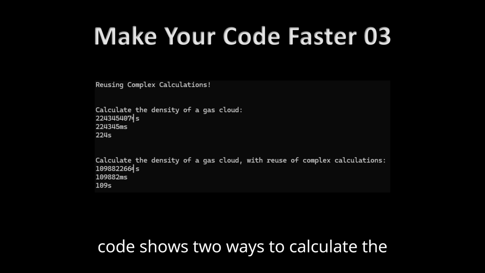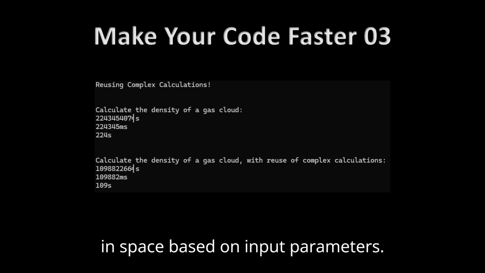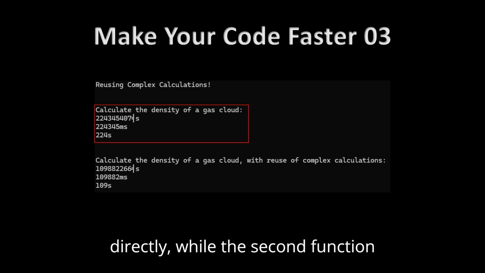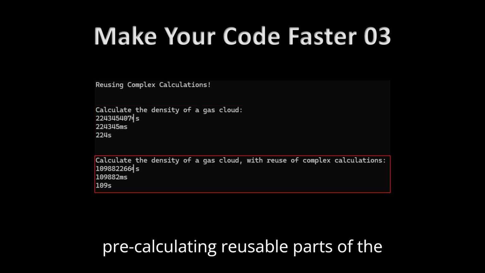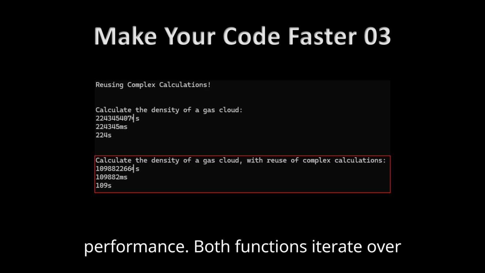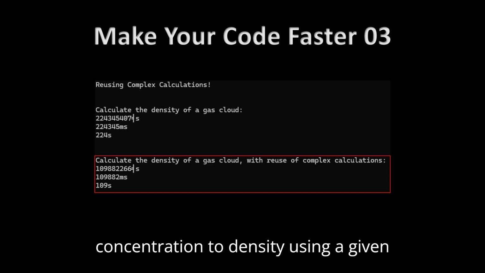This code shows two ways to calculate the density of a gas cloud at various points in space based on input parameters. The first function calculates the density directly, while the second function optimizes the calculation by pre-calculating reusable parts of the formula, potentially improving performance. Both functions iterate over the grid points, calculate the concentration using a Gaussian distribution, and convert the concentration to density using a given function.